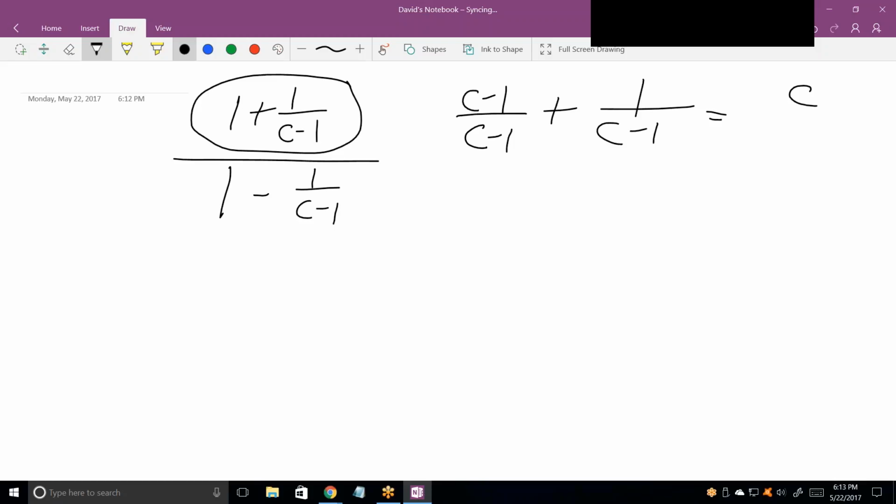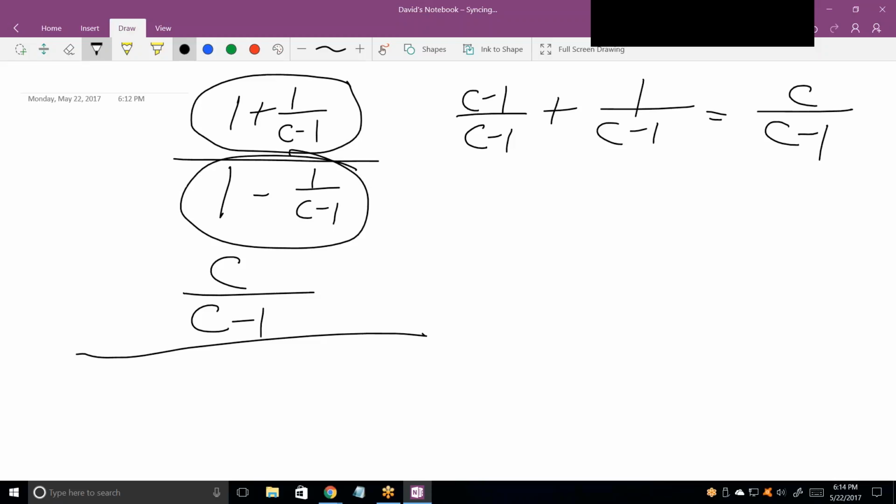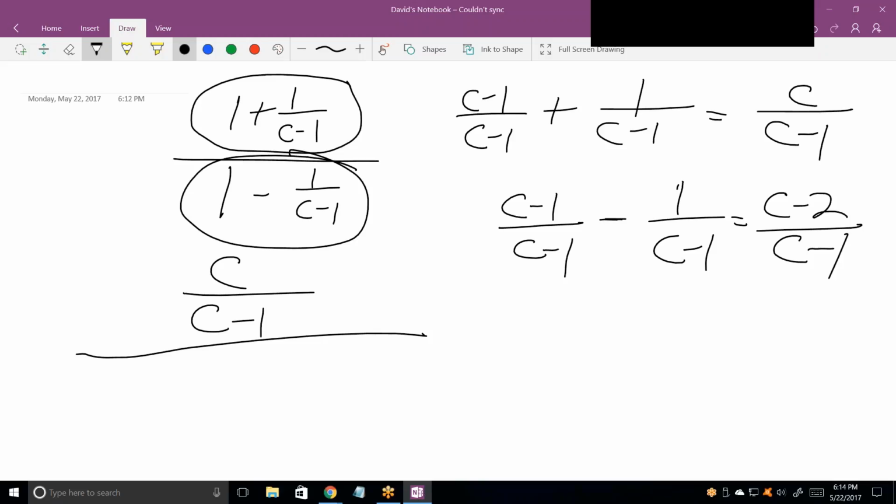C over c minus 1. Alright, so now we have c over c minus 1 all over, and now let's do that one. So that's going to be c minus 1 over c minus 1 minus 1 over c minus 1. What does that equal to? C minus 2 over c minus 1. So I'm going to write that down there.